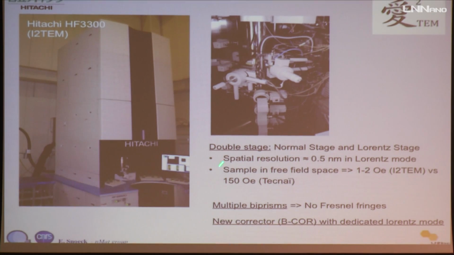Okay, so this is the Hitachi microscope. And you see you have these 2 stages. So either you are working with this one, the upper stage, or you are using this one, the normal stage. And in this one, you are in a field-free condition, and you may have 5 angstrom resolution. And what you see there, 1, 2, 3, are the 3 biprisms below the column. So we have, as I say, 5 angstrom in Lorentz mode, meaning without any magnetic field, and the sample is in a field-free space. And then what we measure is about 1 to 2 Oersted in this microscope, while in the other one we get, even when we switch off the objective, about 150 Oersted.